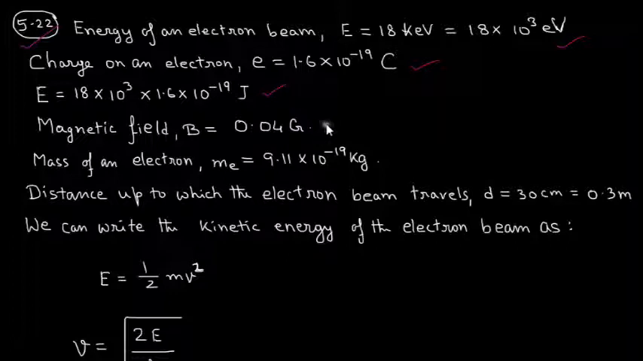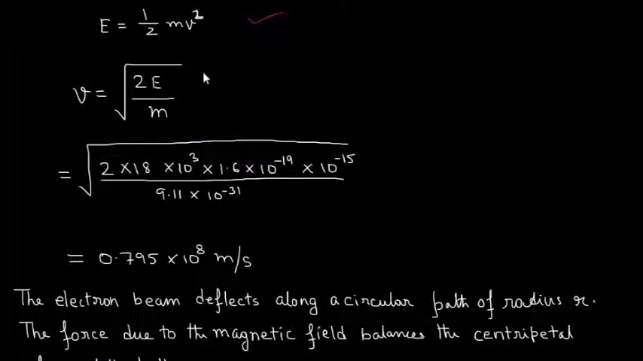Magnetic field B is equal to 0.04 G. Mass of an electron Me is equal to 9.11 × 10 to the power minus 31 kg. Distance up to which the electron beam travels d is equal to 30 centimeter, that is 0.3 meter. We can write the kinetic energy of the electron beam as E is equal to half mv square. So v is equal to under root 2E by m.